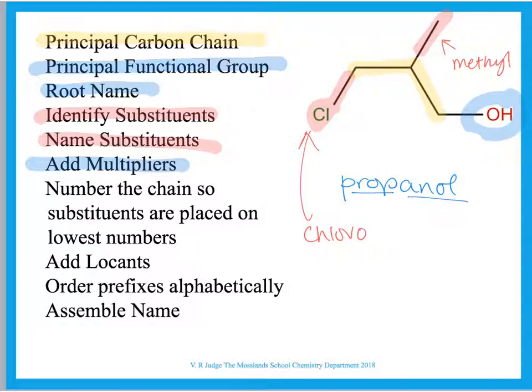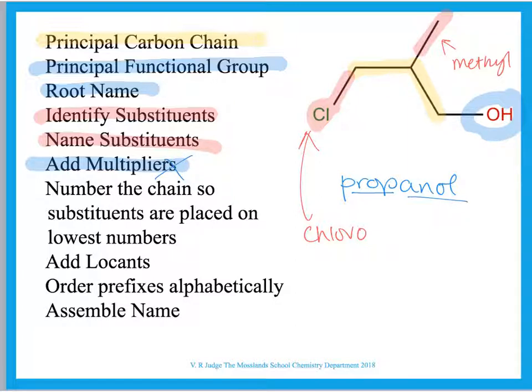So if there's anything that's repeated, any substituents that are there more than once, you need to add di, tri, tetra, or something like that. But as you can see, you've only got 1 methyl group, 1 alcohol group, and 1 chlorine group, so there's no need for multipliers in this example, so you don't need to worry about that.